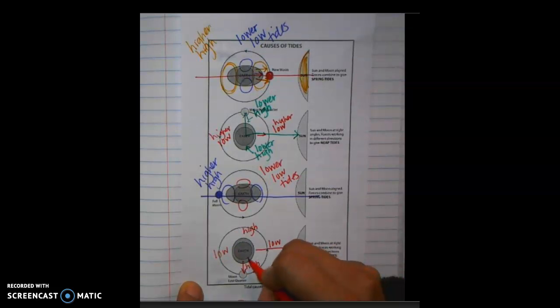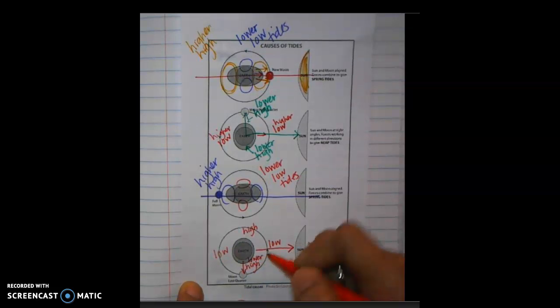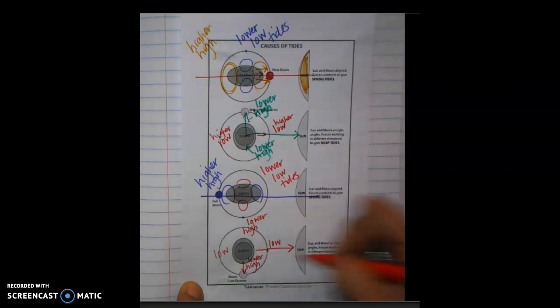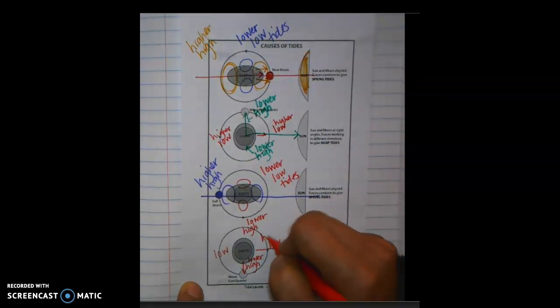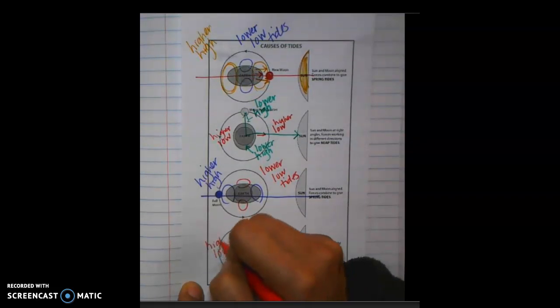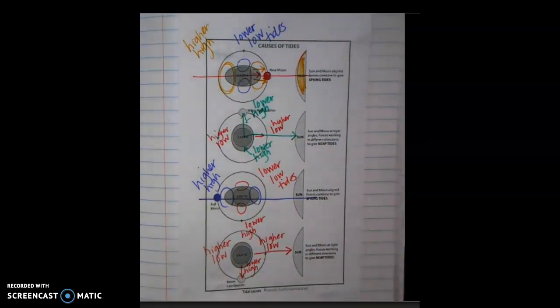And so these are lower than normal high tides because some of the water is being pulled over here by the sun. And these are higher than normal low tides because the sun is helping to bring some water on the low side as well. All right, so I'm going to stop right there.